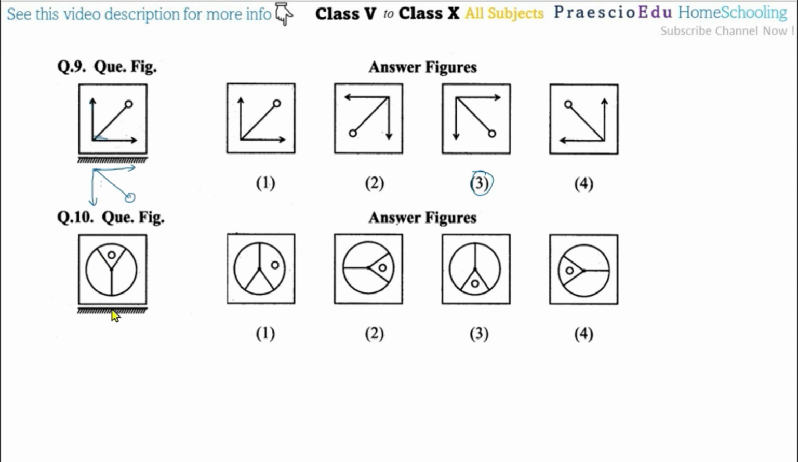Now question number 10. So here the circle will be formed on this vertical line nearest to the water surface, and it will start like this, and then after this, like a Y shape, it splits into two directions, and then inside that, the small circles. And this figure is given in option number 3.